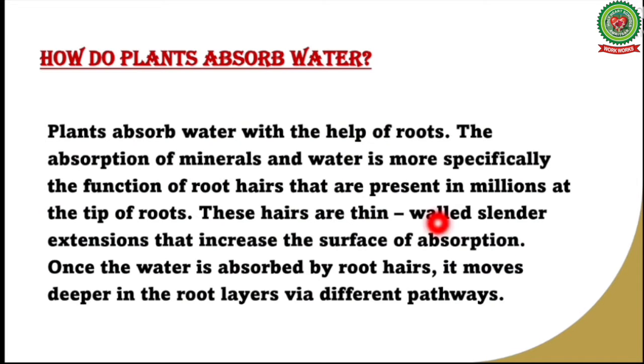Next, coming on to the topic absorption and transport of water. So, the first question is, how do plants absorb water? Plants absorb water with the help of roots. The absorption of minerals and water is more specifically the function of root hairs that are present in millions at the tip of roots. These hairs are thin-walled, slender extensions that increase the surface of absorption. Once the water is absorbed by root hairs, it moves deeper in the root layers via different pathways.